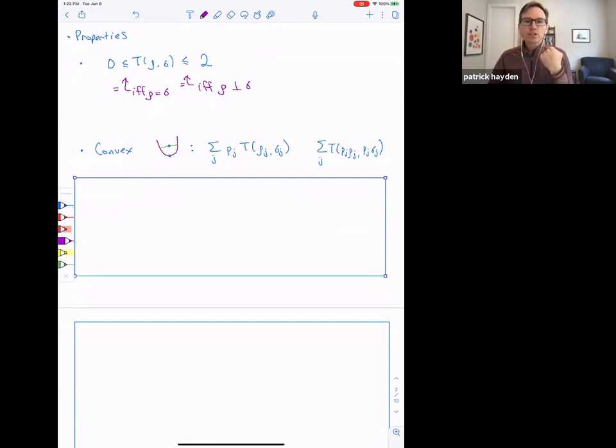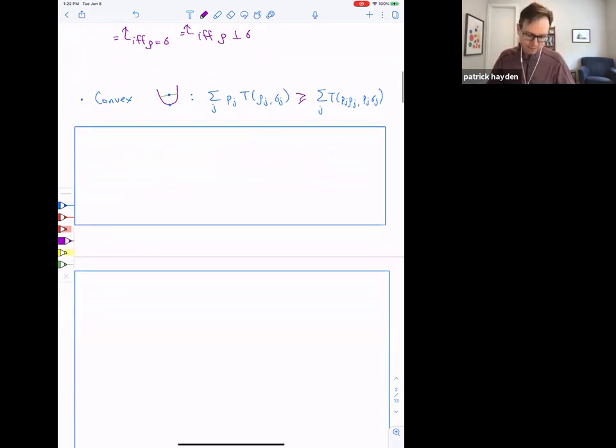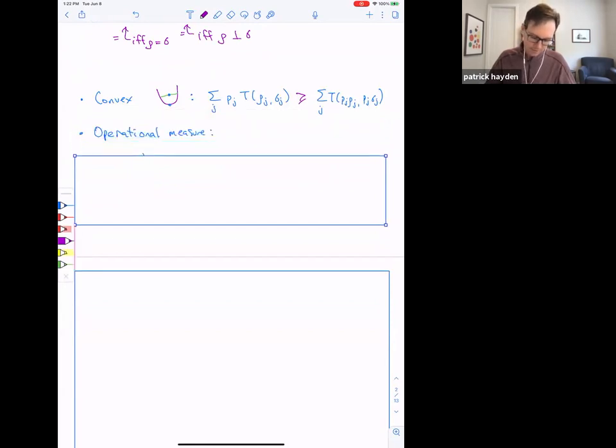And just as we discussed before, mixing states should make them less distinguishable. And that means the inequality should go the other way compared to what was happening with fidelity, because fidelity was a measure of how close things are. This is a measure of how far apart things are.